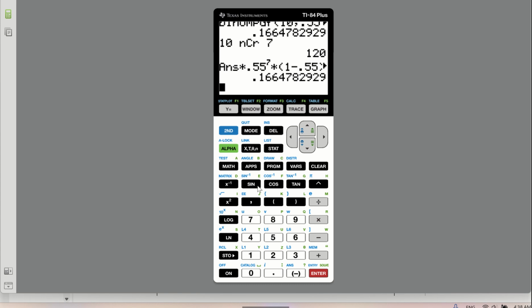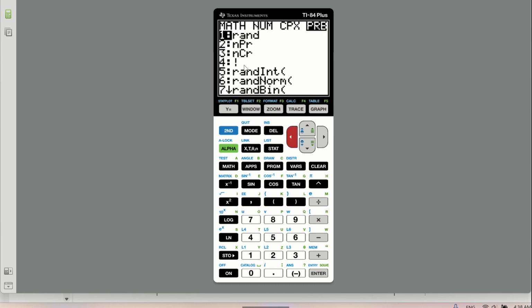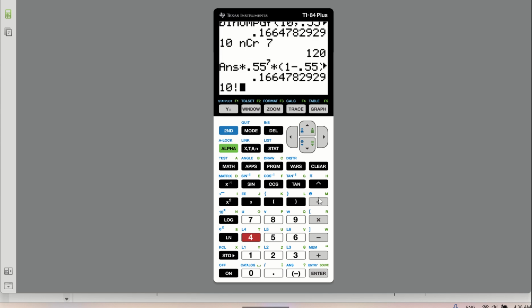And then if you want to do it in terms of factorials, I'm only going to do the 10 nCr 7. I'm not going to do the 0.55 because we already know it's going to be the answer. But I want to show you that 10 choose 7 is equal to 120 when we use the factorial formula. So we've got 10 factorial divided by parentheses 7 factorial.